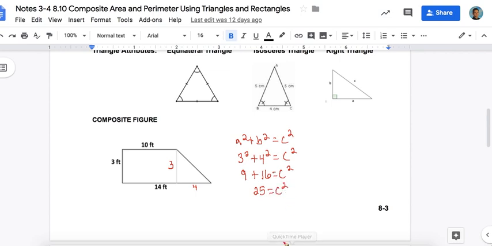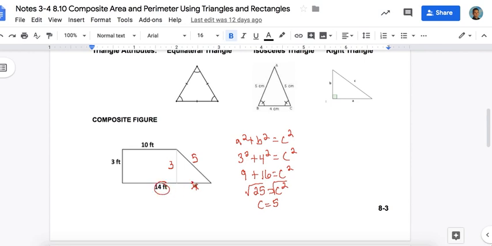Now remember, I want to get c by itself, so the opposite of squaring something is taking the square root. And the square root of 25 is 5. I'm going to call this 5. Now, here's the tricky part. I have two numbers over here, but really I only want one number for the perimeter because this whole side is 14. So I only needed this in order to calculate the hypotenuse. So I'm going to get rid of that so I don't get confused.